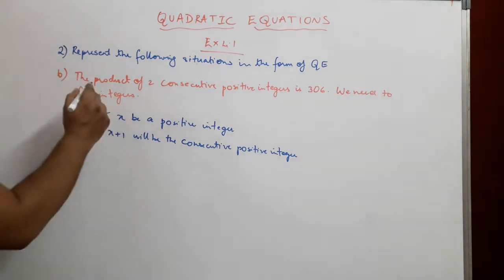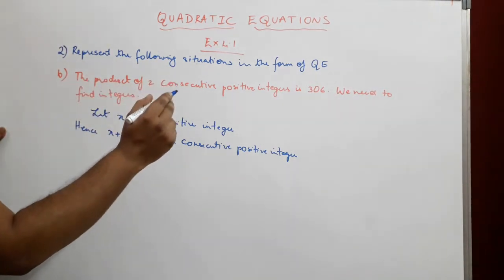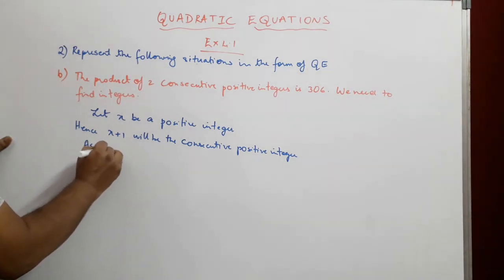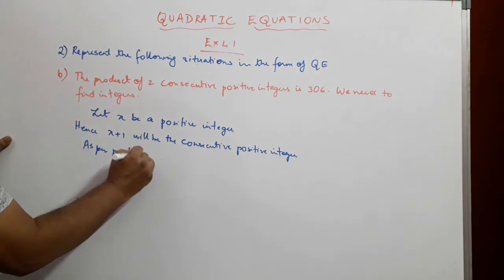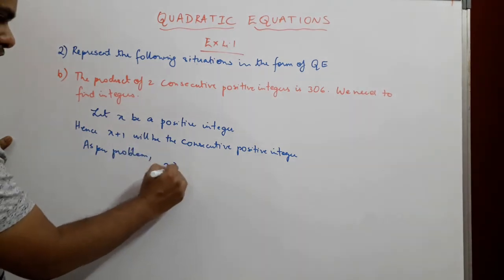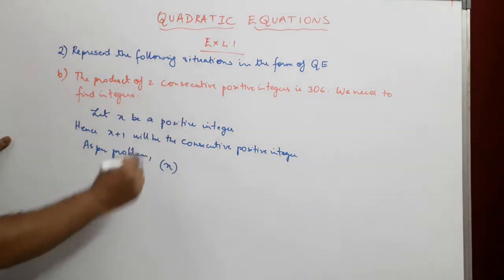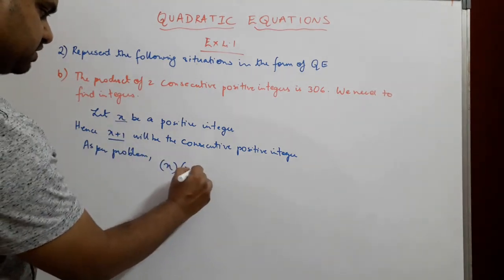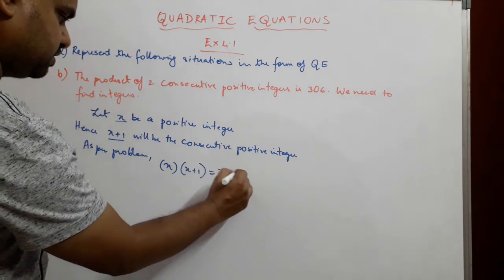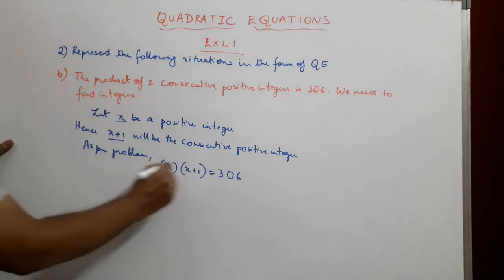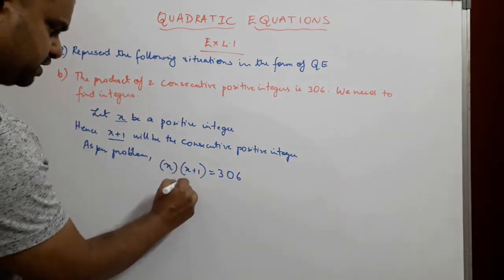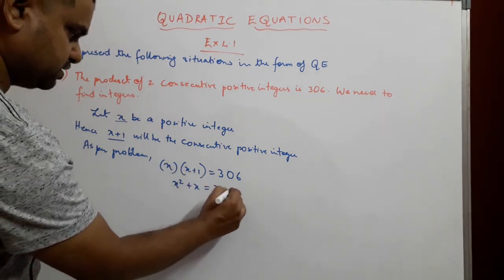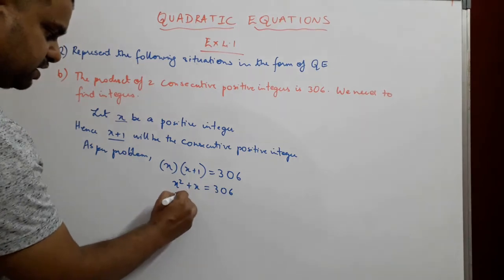We are given the product of two consecutive positive integers is 306. So as per the problem, the product of two consecutive numbers, which are x and x plus 1, so x into x plus 1 will be equal to 306. Now we open the brackets: x into x gives us x square, x into plus 1 will give x, equal to 306. We bring 306 on the left hand side and it will be negative.